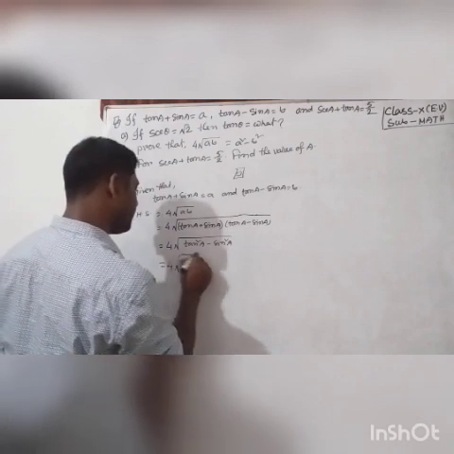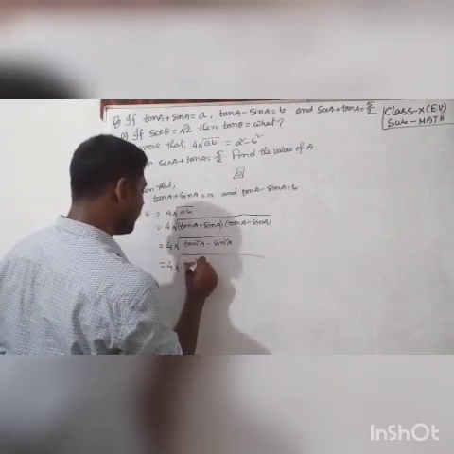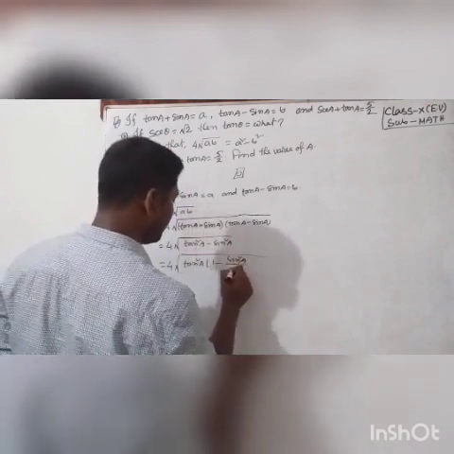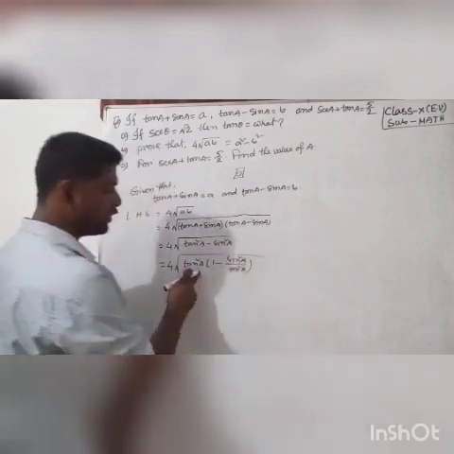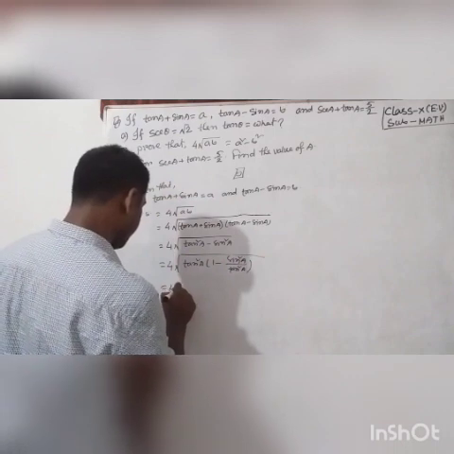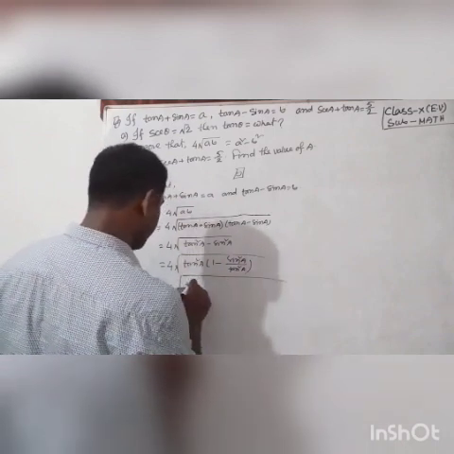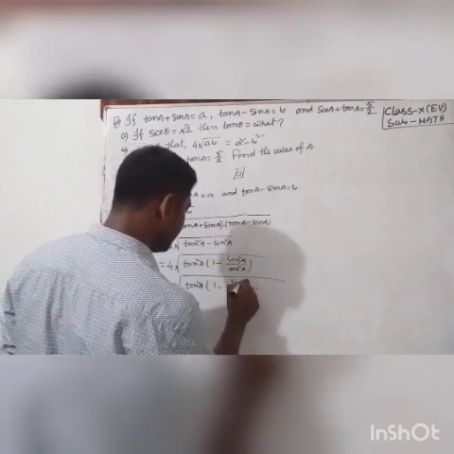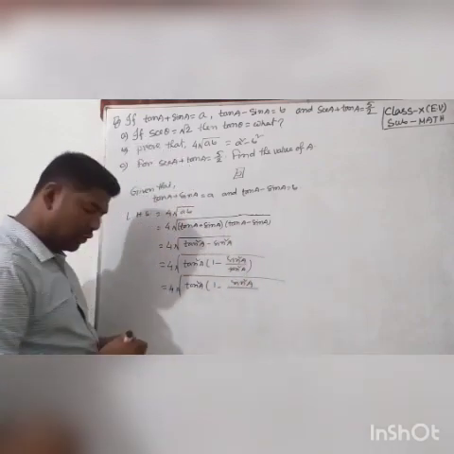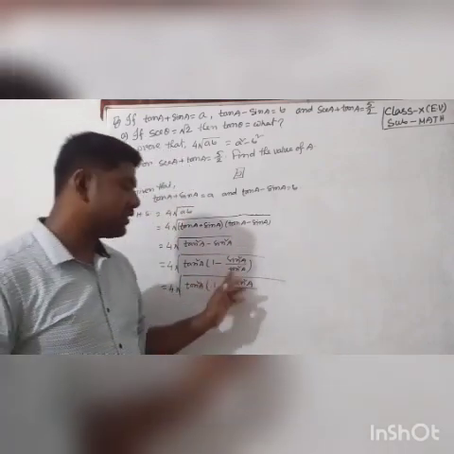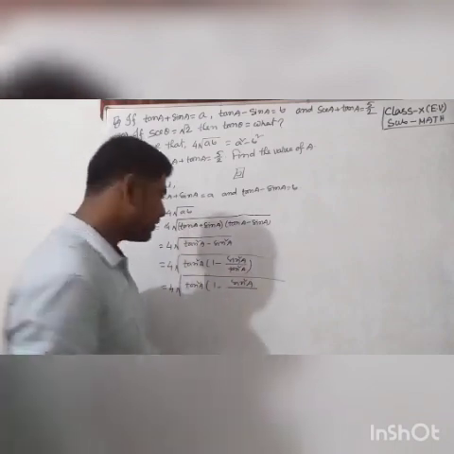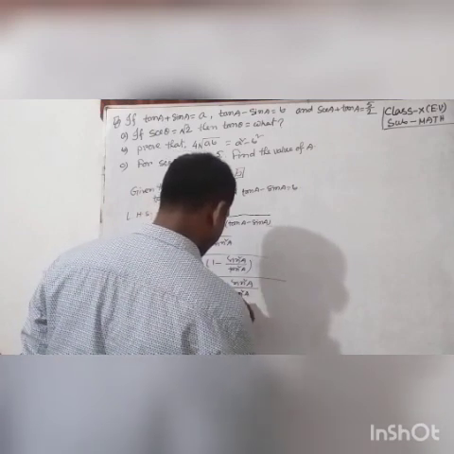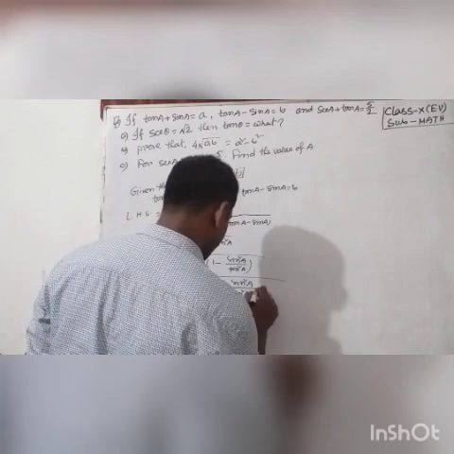Now we can write tan square a into 1 minus sin square a by tan square a. We have taken tan square a common. We know tan theta equals sin theta by cos theta. So tan square a equals sin square a by cos square a.